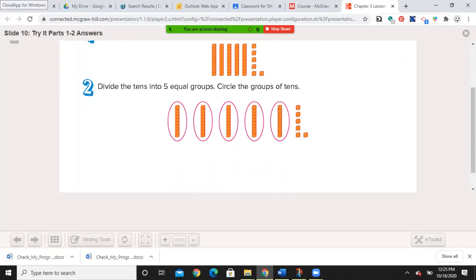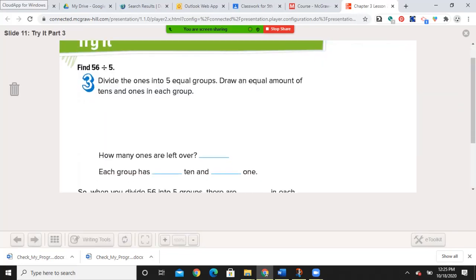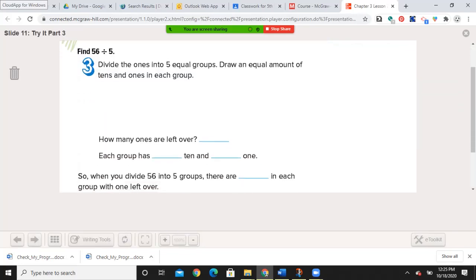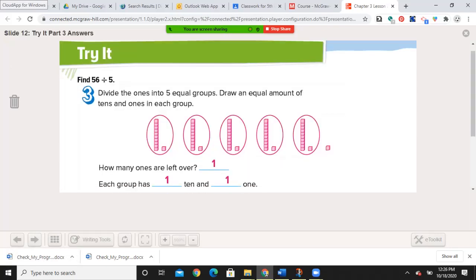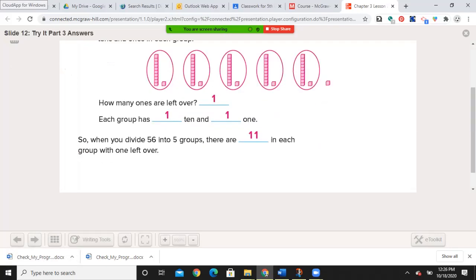So we see the groups here. Then we have to divide the ones into 5 equal groups. And if you think about it, 6 divided by 5, I can put 5 groups of 1, and there'll be 1 left over. You can see that. So I put the 1 with that. So each group has a 10 and a 1, and there's 1 left over. So the answer would be 11, remainder 1.